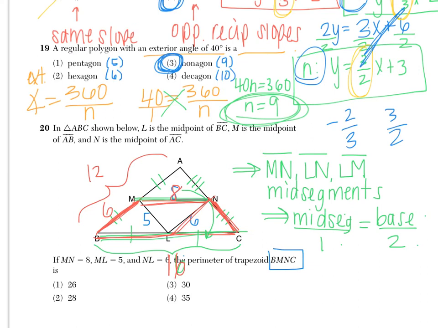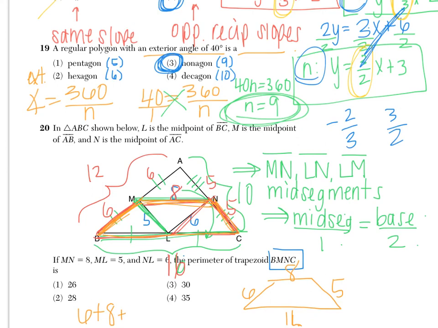We could do something similar on the right-hand side. If this base here, I keep calling it base, I mean mid-segment. If the mid-segment is 5, then the base must be double that, in other words 10. But that gets split up into 5 and 5. So bringing us back to our trapezoid, we have 6, 8, 5, and 16. In order to find the perimeter, all we need to do is simply add those 4 numbers up. So we have 6 plus 8 plus 5 plus 16, which gives us a total of 35.